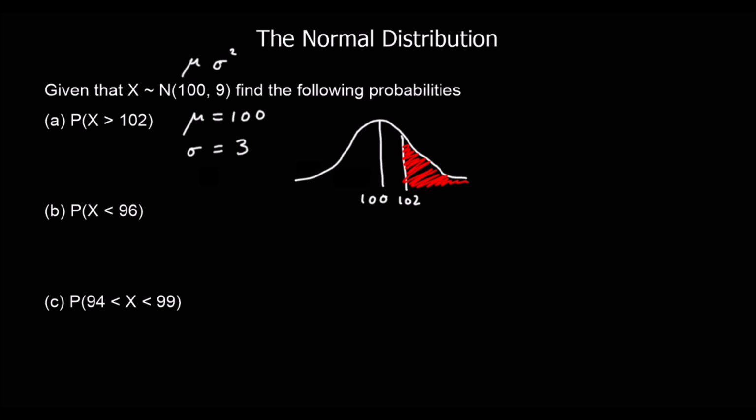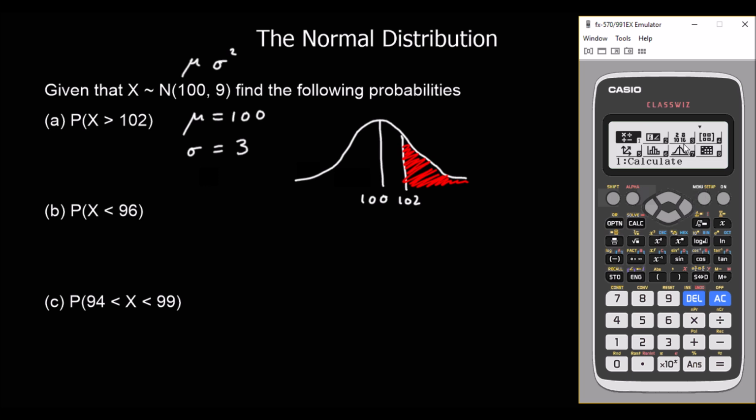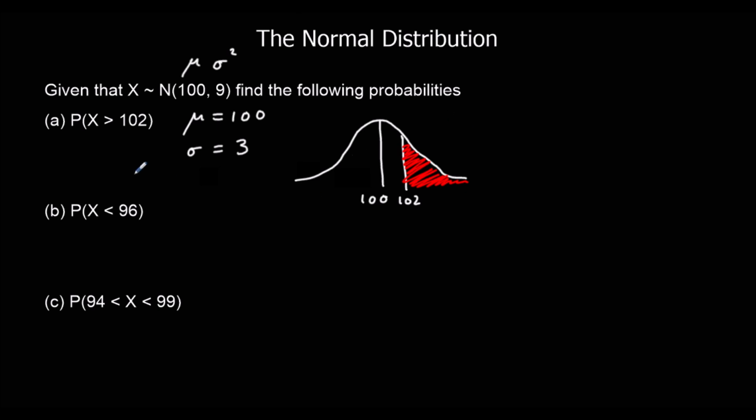Okay, so now we get our calculator, and we go menu, 7 for distributions, then we want normal cumulative distribution, so 2. We want our lower value, which is 102. For the upper value, we just want to pick a really big number, something bigger than 4 standard deviations away from the mean. So let's put 1,000. Then we put our standard deviation, which is 3, our mean, which is 100. Press equals, and we get our probability out: 0.252 to 3 significant figures.